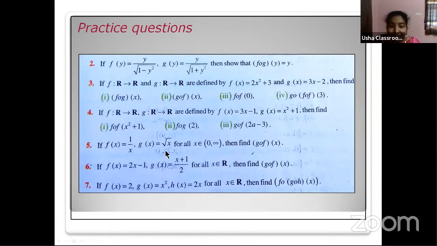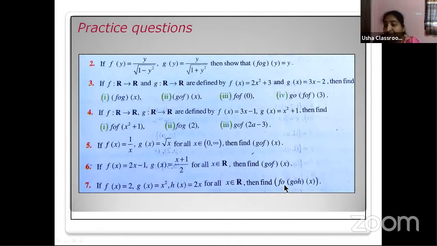Now, likewise, all the problems are the same, but I would like to take up this problem 5 also. Just look at this. Don't get scared when you see root x. Root x remains root x only, right? Now, g circle f of x. So g of f of x is what? g of 1 by x. So in g, wherever you have x, you substitute 1 by x. So what will you get? g of 1 by x will be root of 1 by x. And I hope that you will complete these problems.